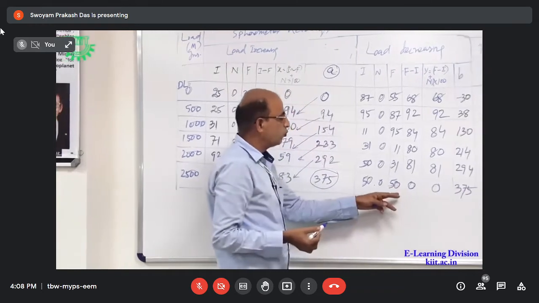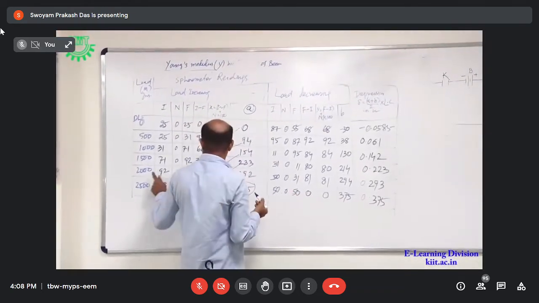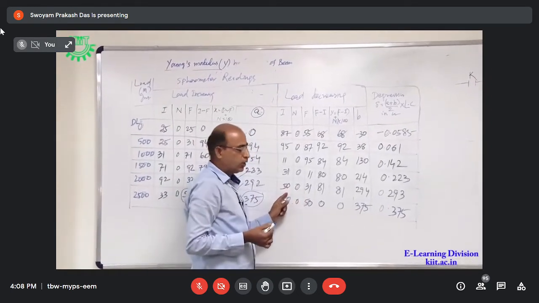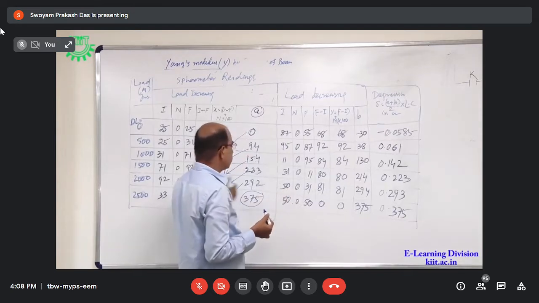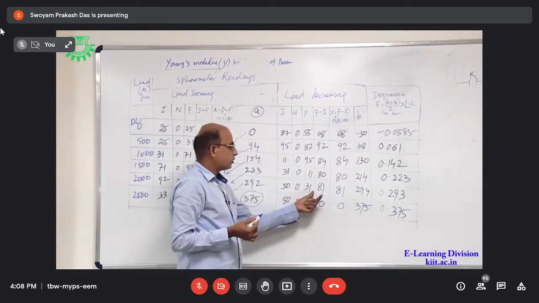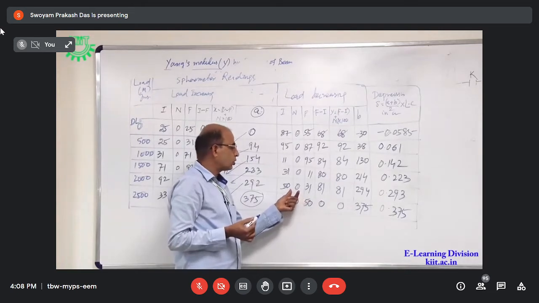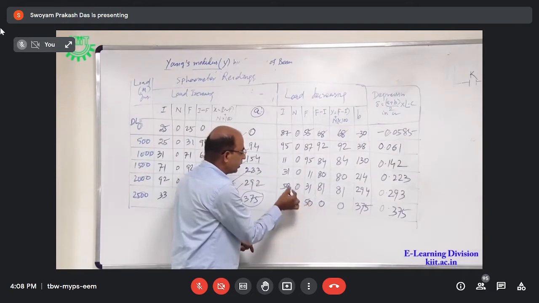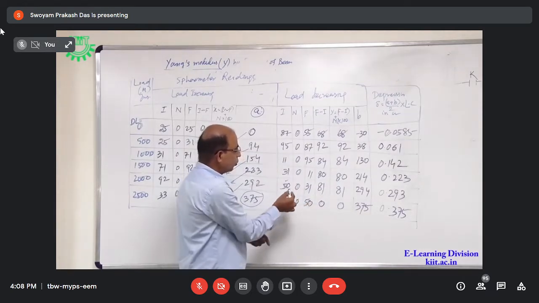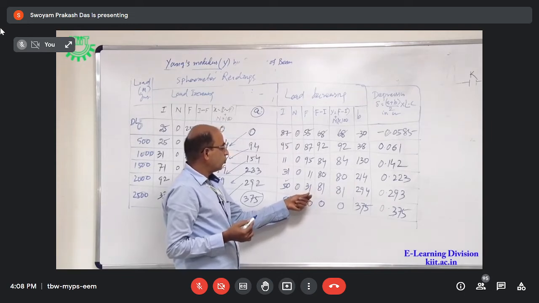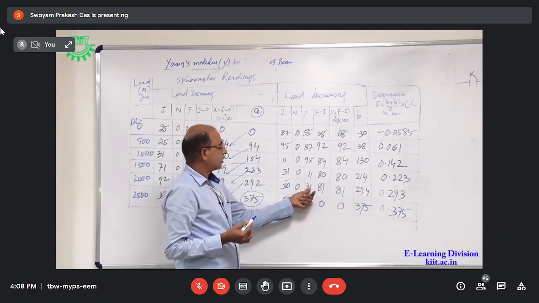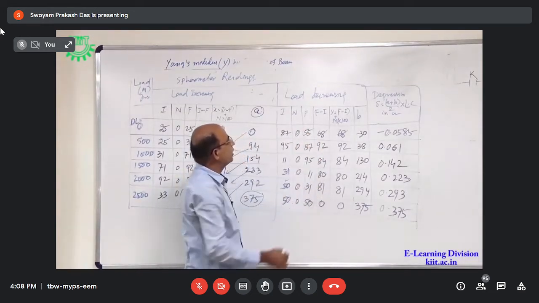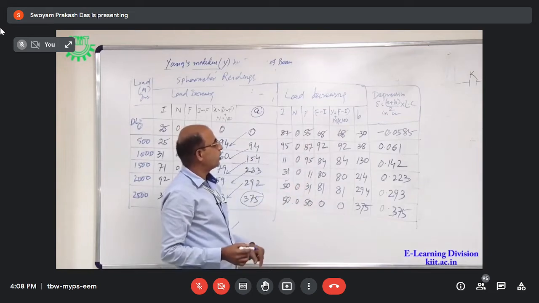Then when one load is removed, it becomes 2000. That is why this 50 comes over here as the initial value. Because at 2000 gram, after we withdraw the load, we will find the depression. Before that, the reading was 50, that is why it is written 50. After the load is removed and after some time, the final reading is taken after rotating anti-clockwise. These are the readings we got in our experiment.